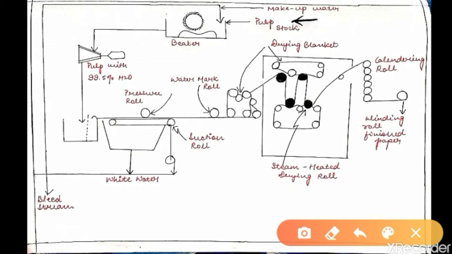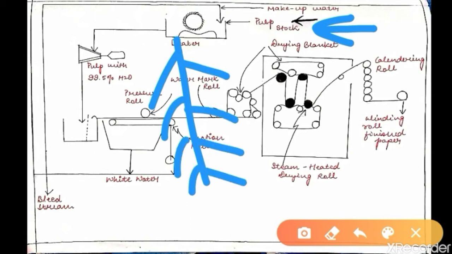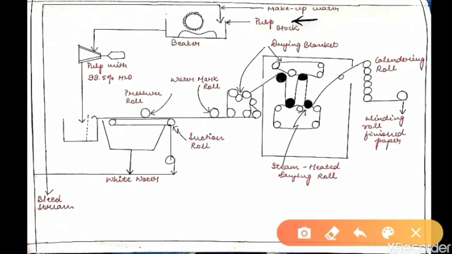So let us proceed. The beater, first of all, the process starts with the beater. The pulp is taken into the beater where it is mechanically disintegrated to make paper stronger, uniform, and denser. It consists of metal blades, and these metal blades are attached to the rotary drum. Now it is in this beater itself where the fillers are added, the coloring agents are added.